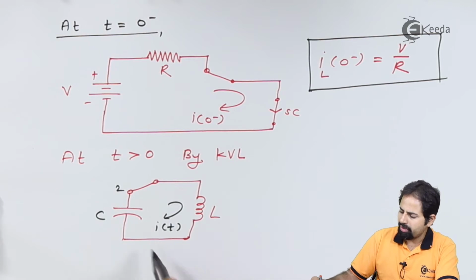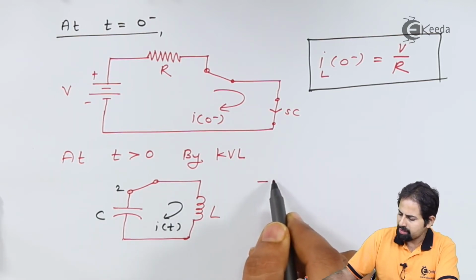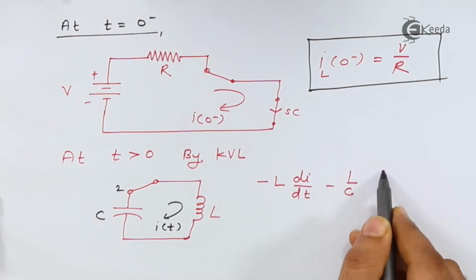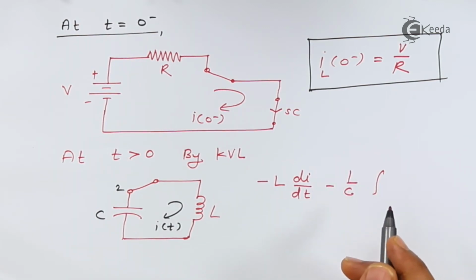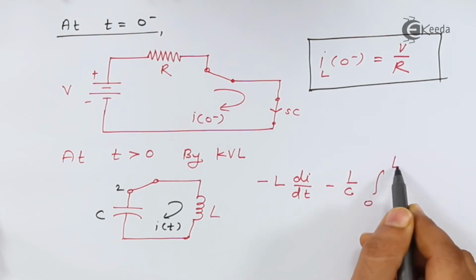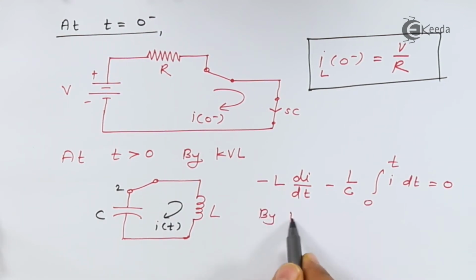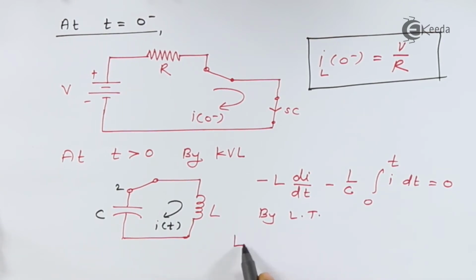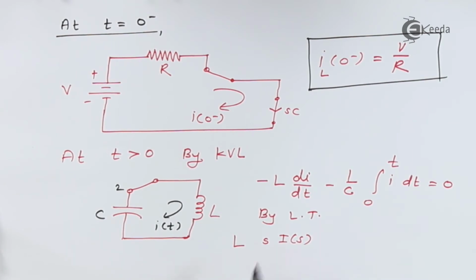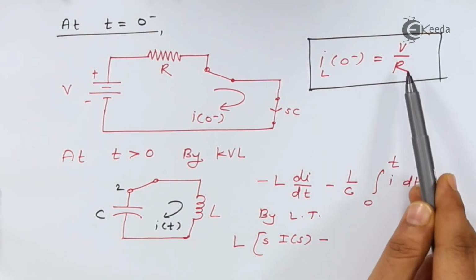So when you want to write the KVL, it's very easy in this case. It's going to be minus L di by dt for t greater than 0, and as there is no initial condition for the capacitor, I can write the integral from 0 to t, because there are only two elements, one is inductor and one is capacitor. Now we'll remove the negative sign and we'll apply the Laplace transform. So by Laplace transform, what we get is L into S into I of S. Now I have to subtract the initial condition, and that is nothing but V by R.